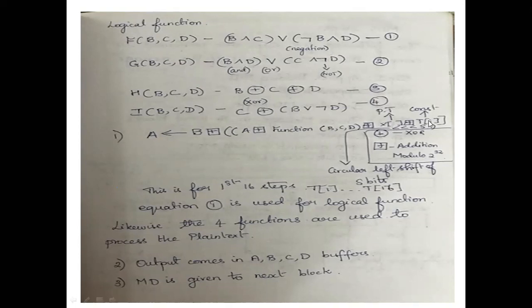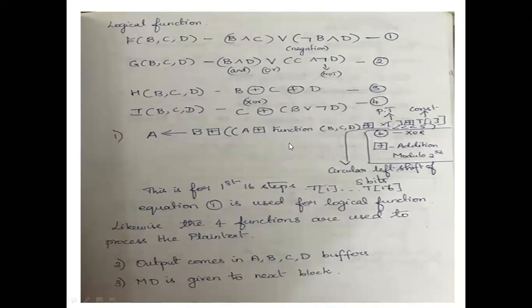I told you we are also using constants, and that is represented by T of I. And all these have been done a circular left shift. They are doing a circular left shift finally here. So this is the equation. All this will be stored in A. Okay. So this is for the first 16 steps.